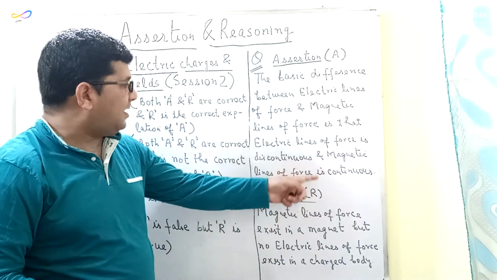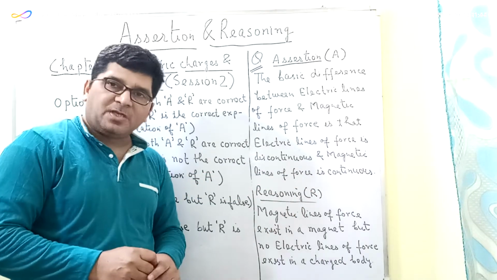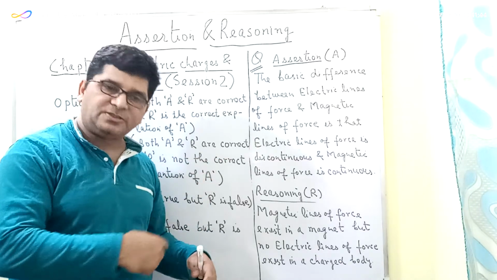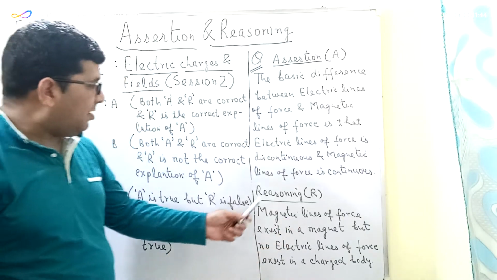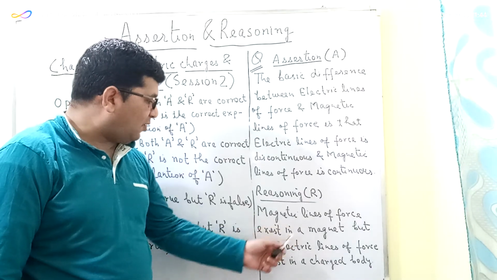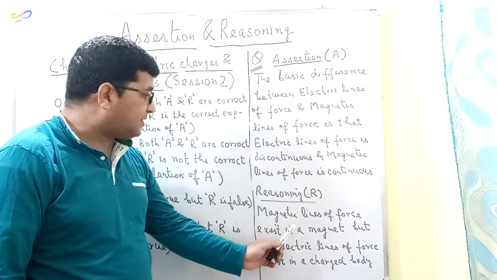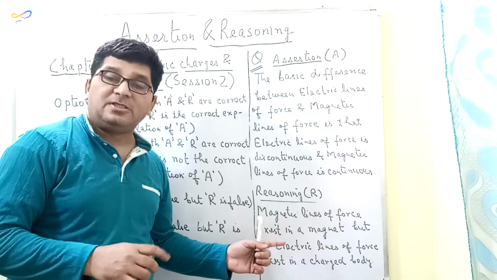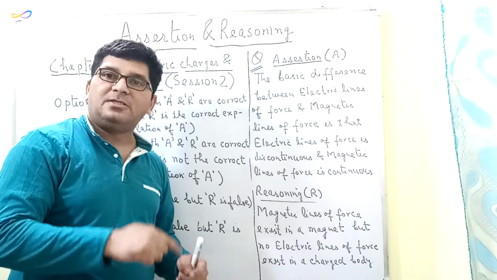Let us take the case of a magnet. In the case of a magnet, the magnetic lines of force exist not only outside the magnet but also inside the magnet. So based on this concept, we can say that the magnetic lines of force in a magnet are continuous, whereas the electric lines of force are discontinuous because they are not present inside the charged body.